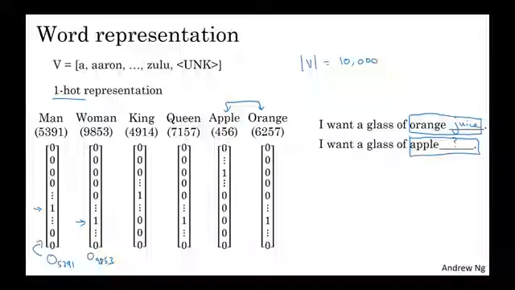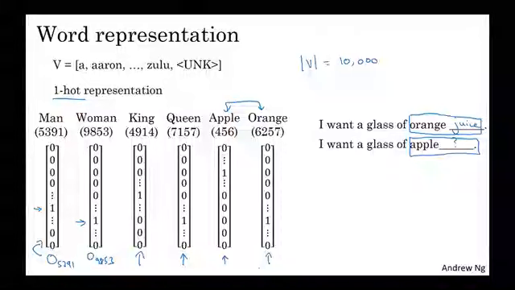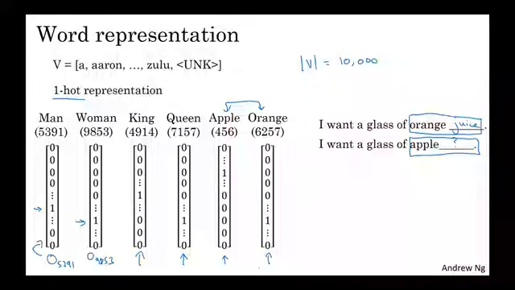And this is because the inner product between any two different one-hot vectors is 0. If you take any two vectors, say queen and king, and inner product them, the inner product is 0. If you take apple and orange and inner product them, the inner product is 0. And the Euclidean distance between any pair of these vectors is also the same. So it just doesn't know that somehow apple and orange are much more similar than king and orange or queen and orange.